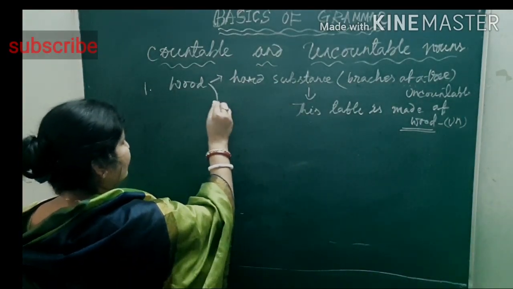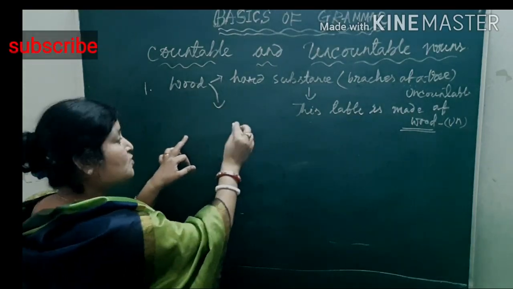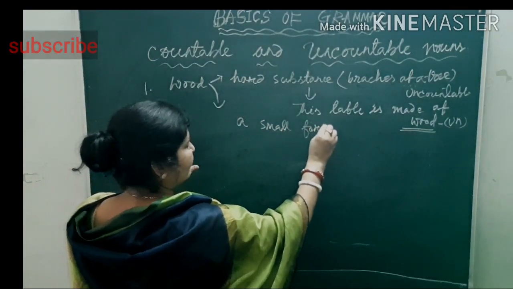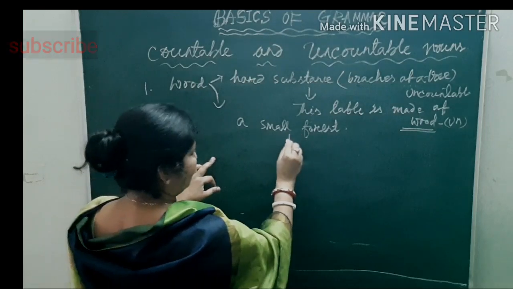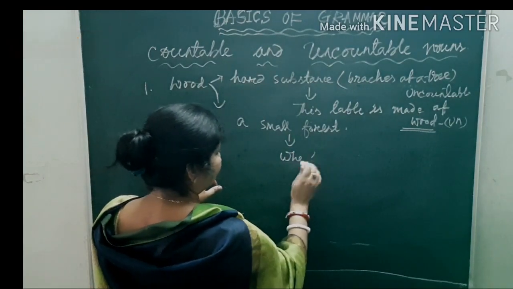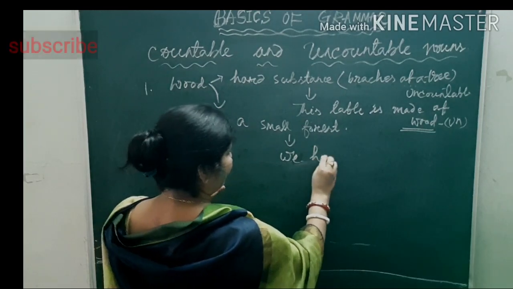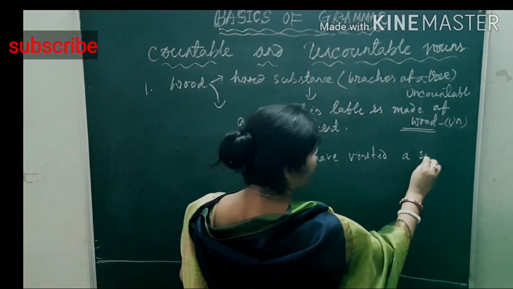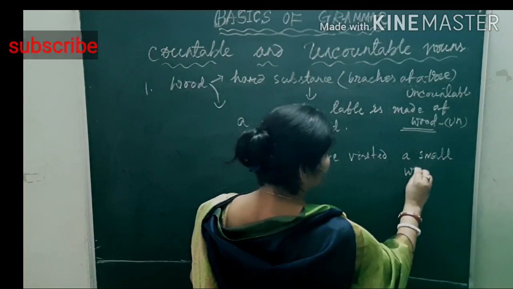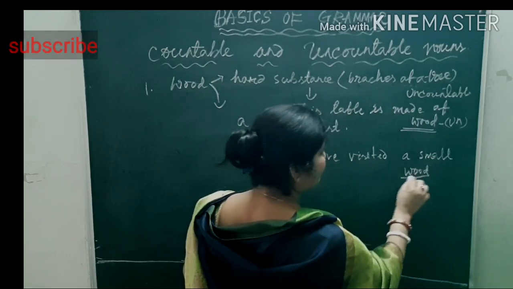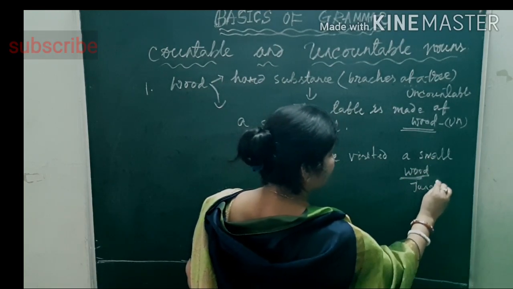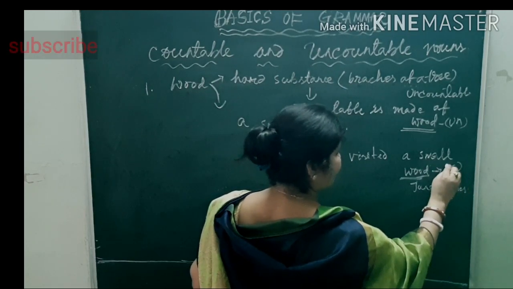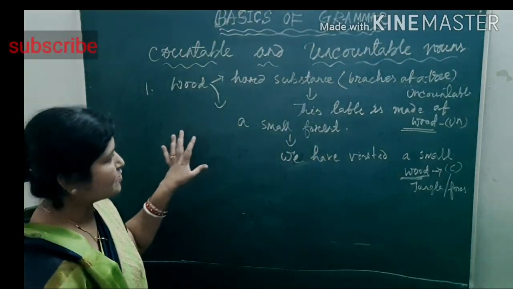But when we use wood as a small forest, for example, we have visited a small wood, here wood means jungle or forest. So this is used as countable. I hope you have understood this.